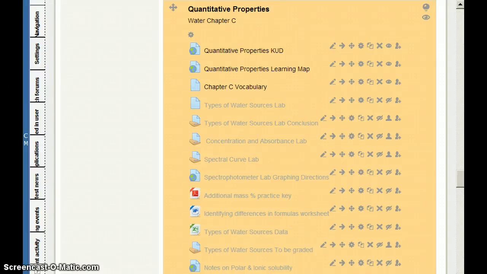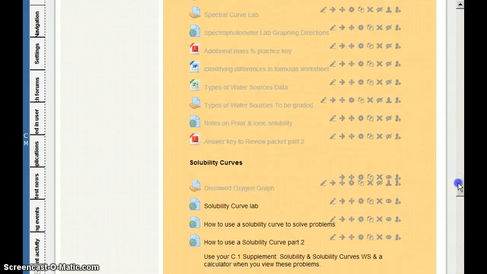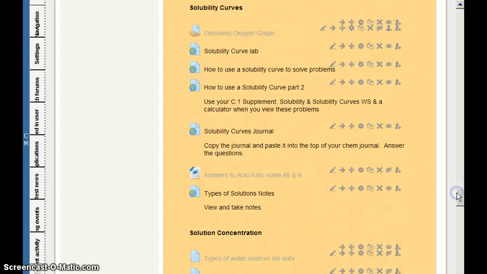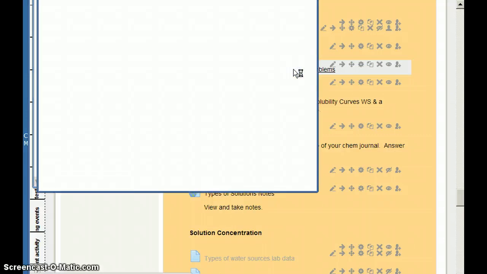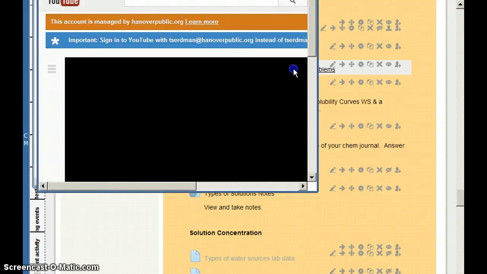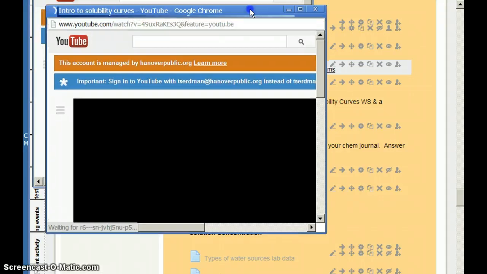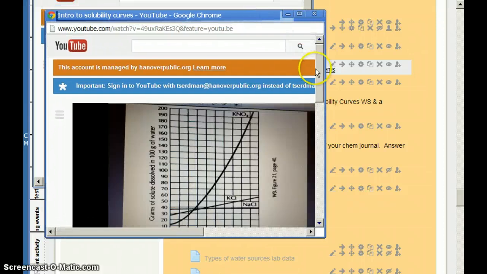Moodle can be good for posting information to students when the teacher is not present. I was absent for a week and was able to provide material to my students on the concept of solubility curves. So one of the first links I created for them was a how to use a solubility curve to solve problems. So you're going to see this open up, and this is a screencast that I did.